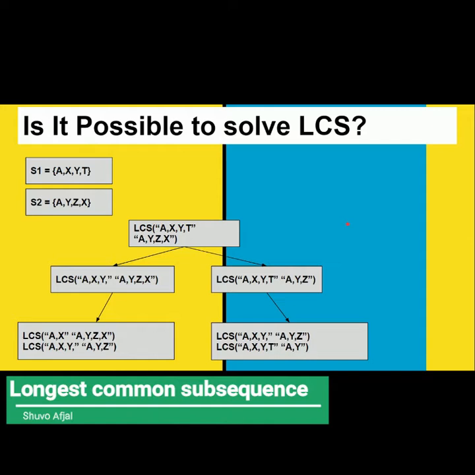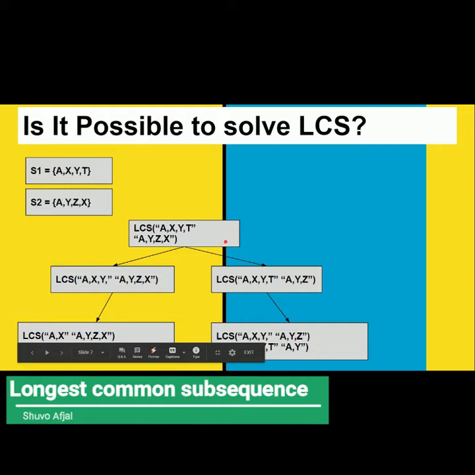Is it possible to solve LCS with dynamic programming? Let me explain. You are given string 1 and string 2: A X Y T and A Y Z X. We break them into two smaller subproblems. We erase T and we erase the X, then make them again into two subproblems each. Did you notice that A X Y and A Y Z are solved two times?